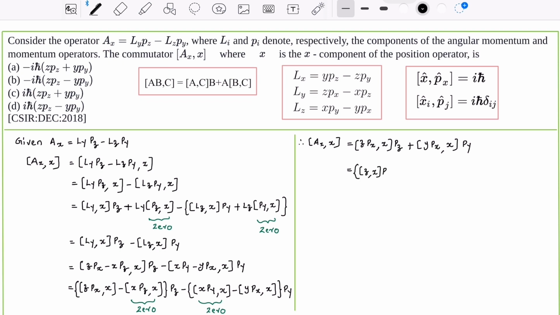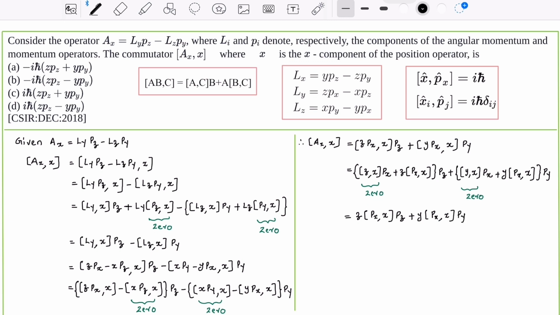Let us expand the commutator as the commutator of z and x, times px, plus z times the commutator of px and x, pz, plus the commutator of y and x, times px, plus y times the commutator of px and x, then py. The commutator of z and x is 0, the commutator of y and x is also 0. Therefore, our commutator becomes z times the commutator of px and x, pz, plus y times the commutator of px and x, py.